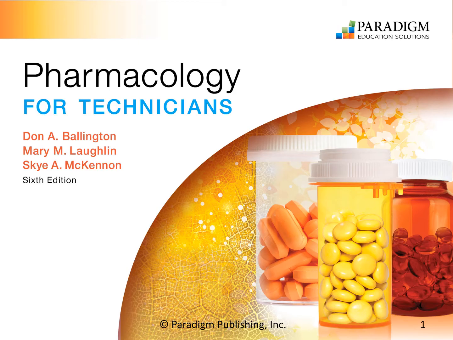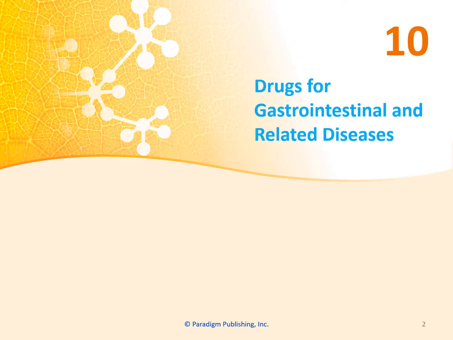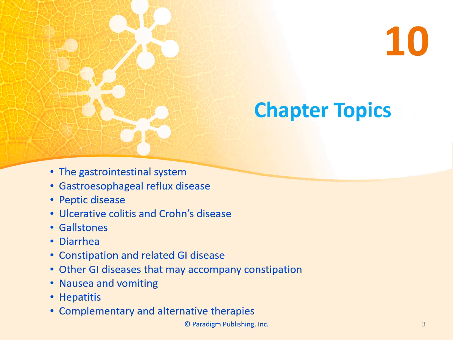Okay, so Chapter 10 is drugs for gastrointestinal and related diseases. This is a lot of information in Chapter 10. It's interesting to me because I've known a lot of people who have had different GI diseases, such as Crohn's disease and diverticulitis. One of my really good friends actually had to have a colostomy done because she had such severe Crohn's disease. So this is very interesting stuff for me. I hope you guys find it interesting as well.